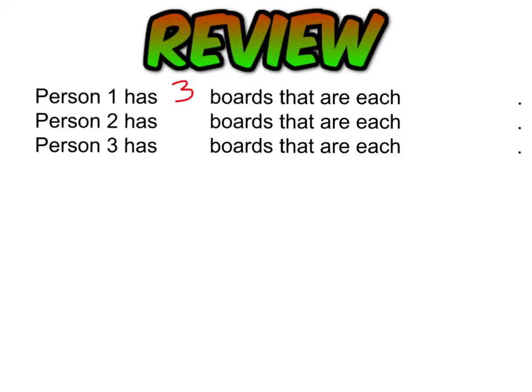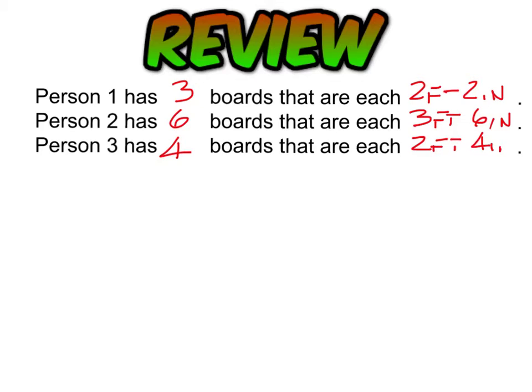Person 1 has 3 boards that are 2 feet, 2 inches long each. Person 2 has 6 boards that are 3 feet, 6 inches long. And person 3 has 4 boards that are 2 feet, 4 inches long. What would be the total length of those boards if they were all laid end to end? How long would they all be?